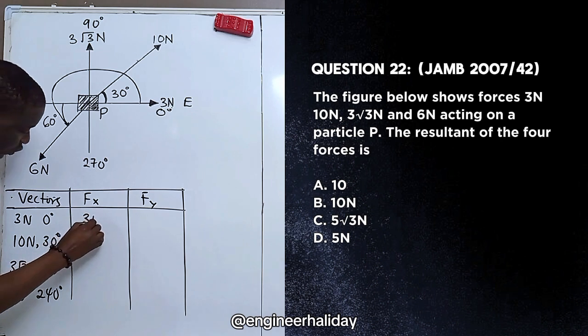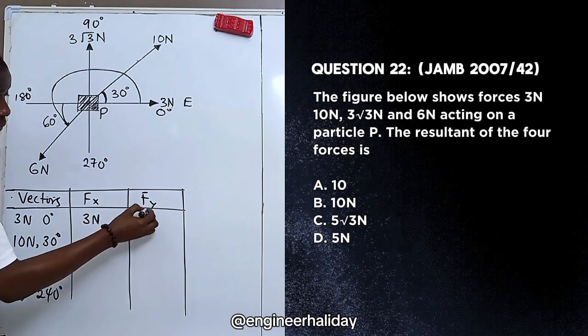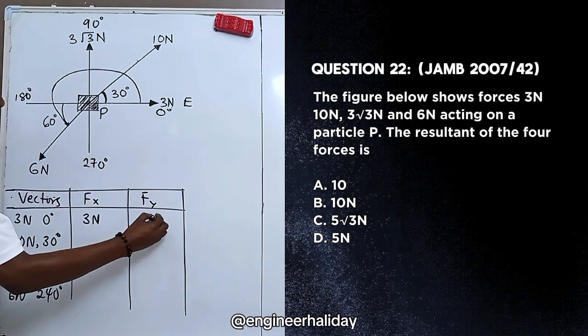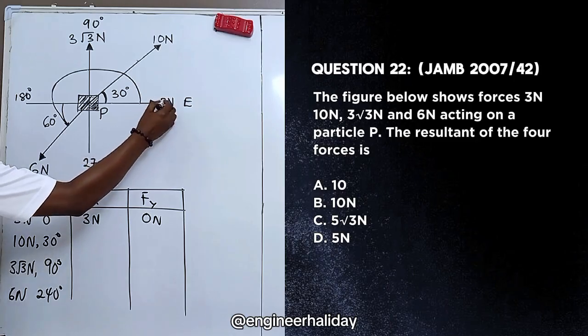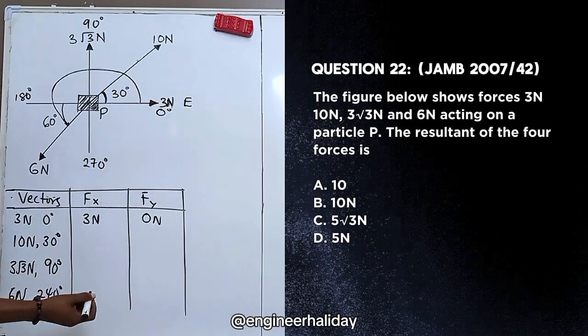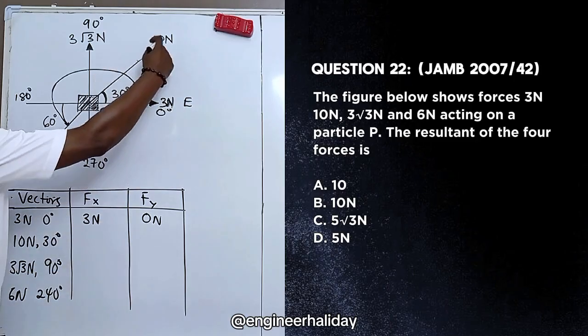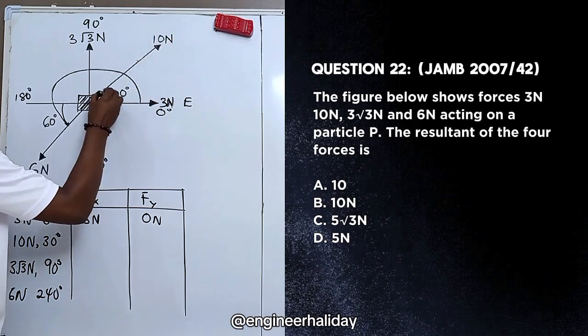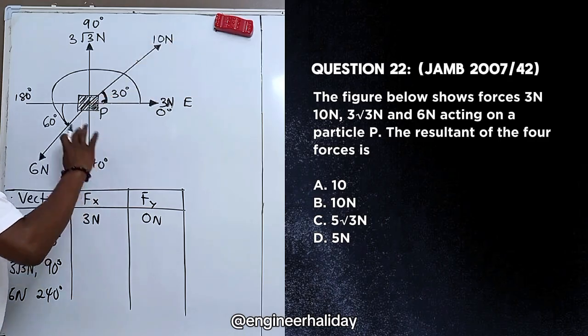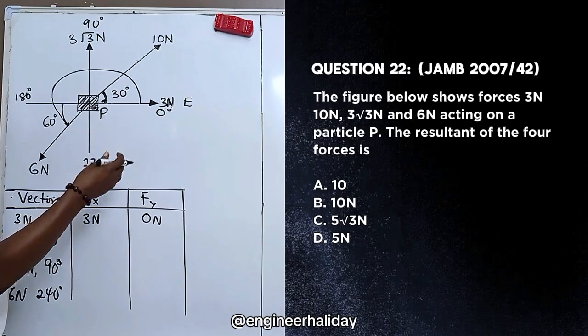Another way to do it is that this one is already on the x-axis. So we'll say 3 Newton for the x, but y is 0, because it does not have a y component. It's already lying on the x-axis. That is another way some people do it. Some will say, let's resolve this one, which is inclined to the horizontal. Go and watch my quick review of vectors.